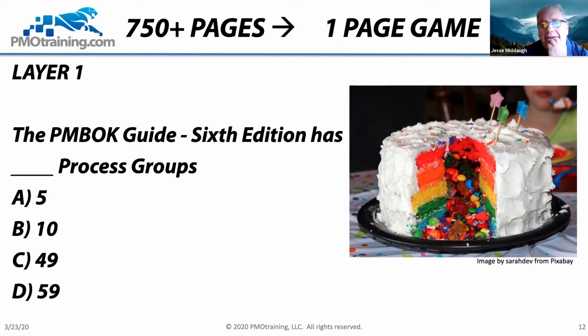Guys, look real closely at the question. The question is process groups. Okay, and the answer is, drum roll please, the answer is A. There are 5 process groups.